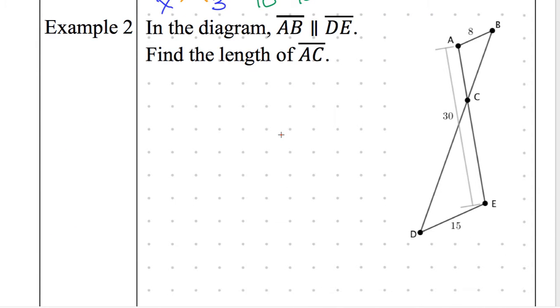All right, example 2. We're on to this next one. AB and DE, these line segments are parallel to one another. Find the length of AC. I'm trying to find this length AC right here. What is this length right here?